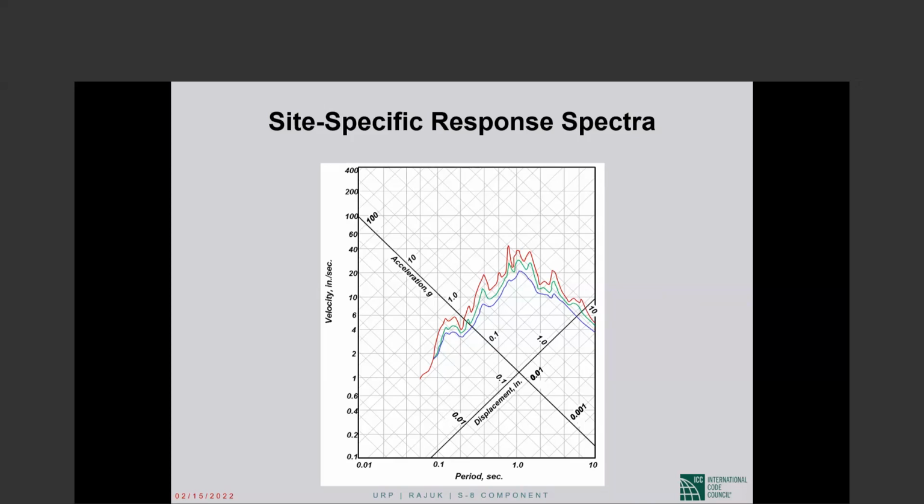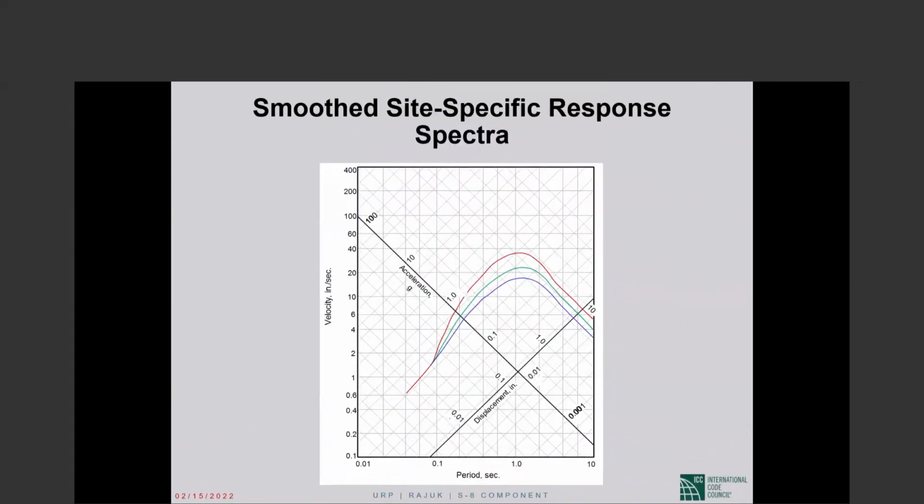So those peaks and valleys don't have any significance for design either. Those peaks and valleys are peculiar to the particular ground motion. Another ground motion will give us peaks and valleys somewhere else. So we smooth out those peaks and valleys. So from the response spectra in the previous picture, we go to smooth response spectra.